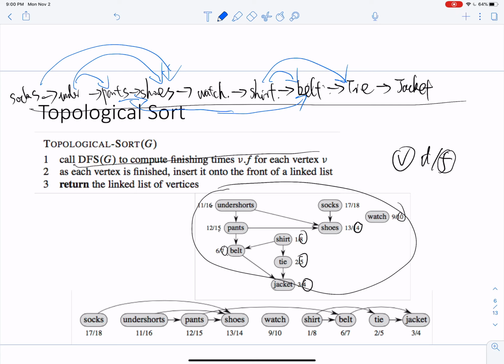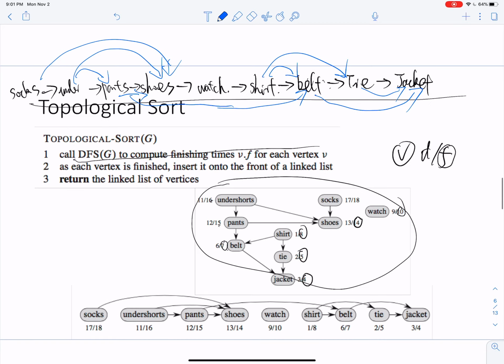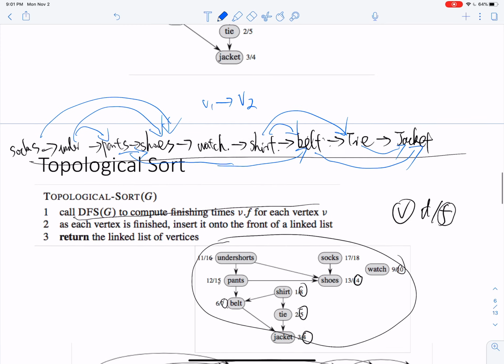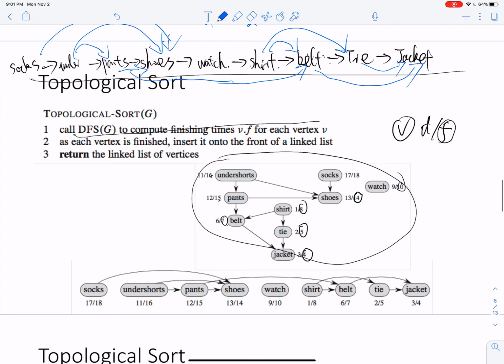And also we have an edge from belt to jacket, from tie to jacket, no problem. And we have an edge from... let me see what else. No, so that's pretty much it. So for every edge in the graph, if there is an edge from V1 to V2, then we know that in the linked list, V1 is before V2. So this satisfies our requirement. And this is the way for us to do topological sort.